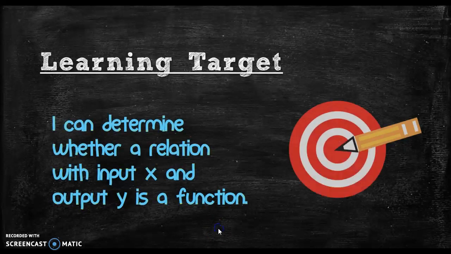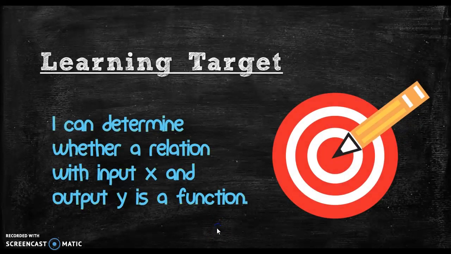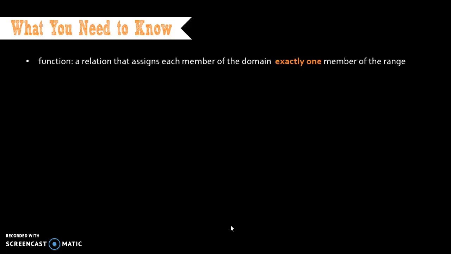I can determine whether a relation with input x and output y is a function. Here's what you need to know. A function is a relation that assigns each member of the domain exactly one member of the range. That's going to be the key for this topic.